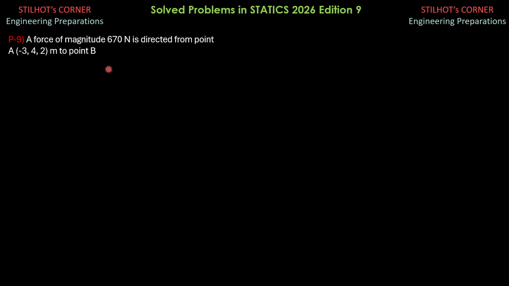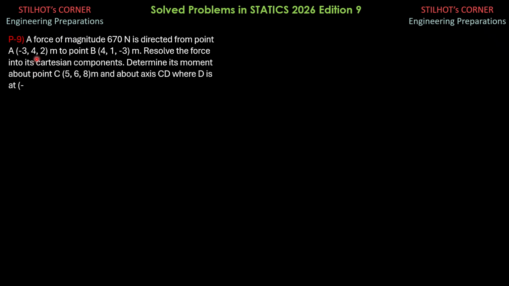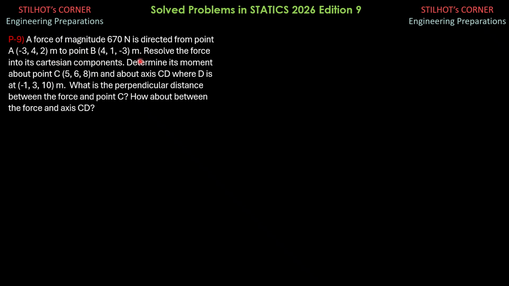A force of magnitude 670 newtons is directed from point A, which is at (-3, 4, 2) meters, to point B, (4, 1, -3) meters. Resolve the force into its Cartesian components. Then determine its moment about point C, which is at (5, 6, 8) meters, and about axis CD, where point D is at (-1, 3, 10) meters. Then what is the perpendicular distance between the force and point C? How about between the force and axis CD?